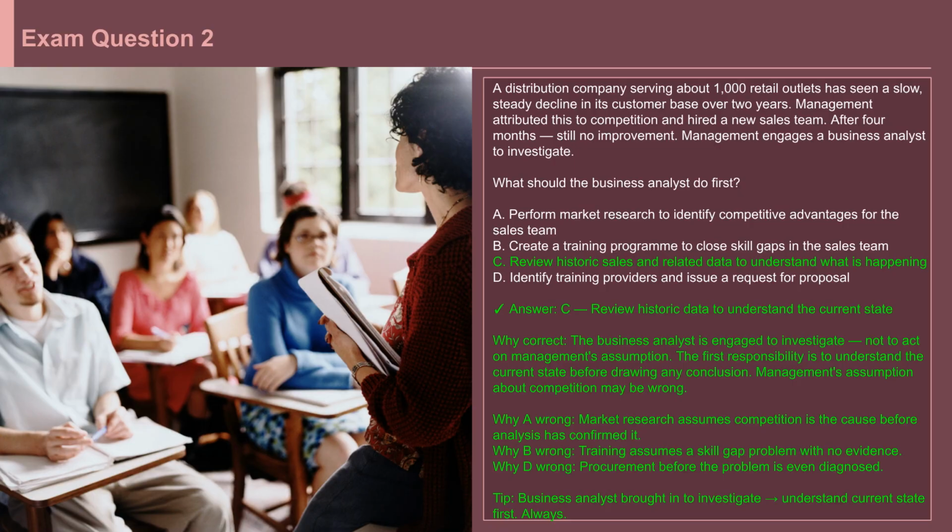Why A is wrong? Market research assumes competition is the root cause before any analysis confirms it. Why B is wrong? Creating a training program assumes a skill gap problem with no evidence. Why D is wrong? Issuing a request for proposal is a procurement action. No solution has been defined. Navigation tip. Whenever the exam presents a business analyst brought in to investigate a problem, the first action is always to understand the current state before recommending anything.